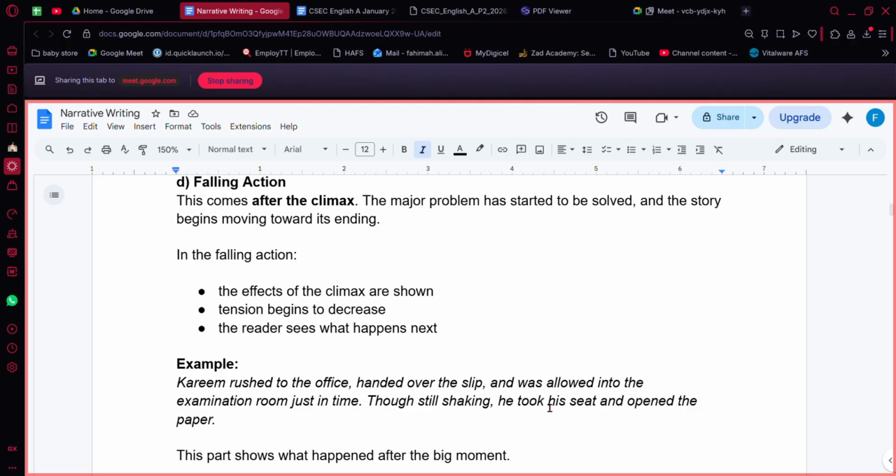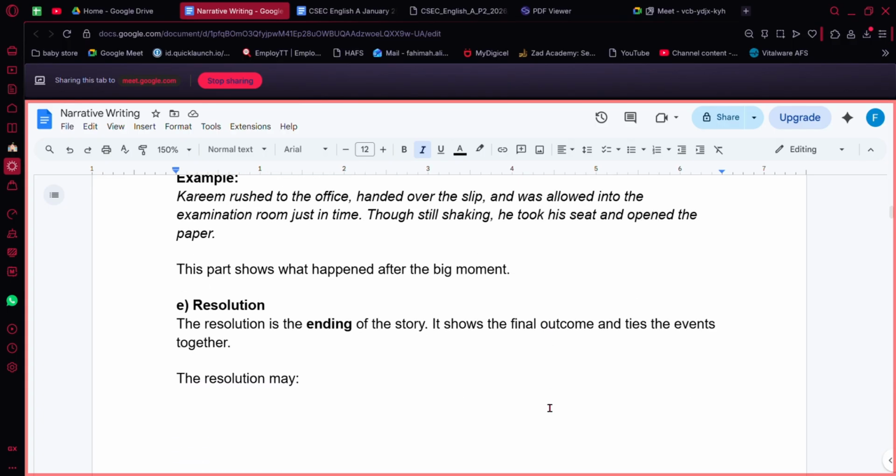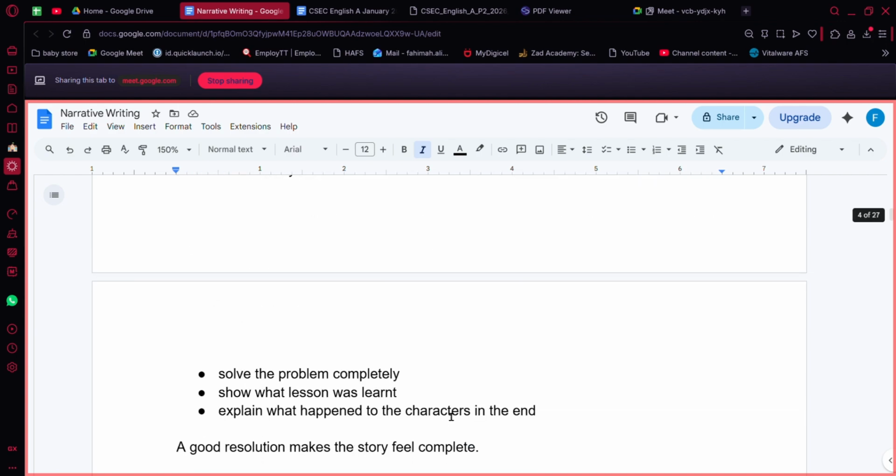Then you have the resolution. So the resolution is the ending of the story. It is where you have the final outcome and tie the events of the story together. So the resolution may solve the problem completely, show what lesson was learned, or explain what happened to the characters in the end. It must make the story feel complete.